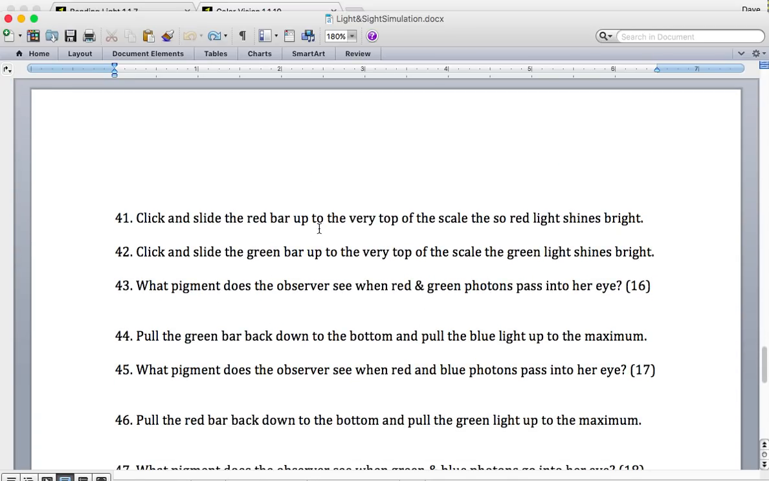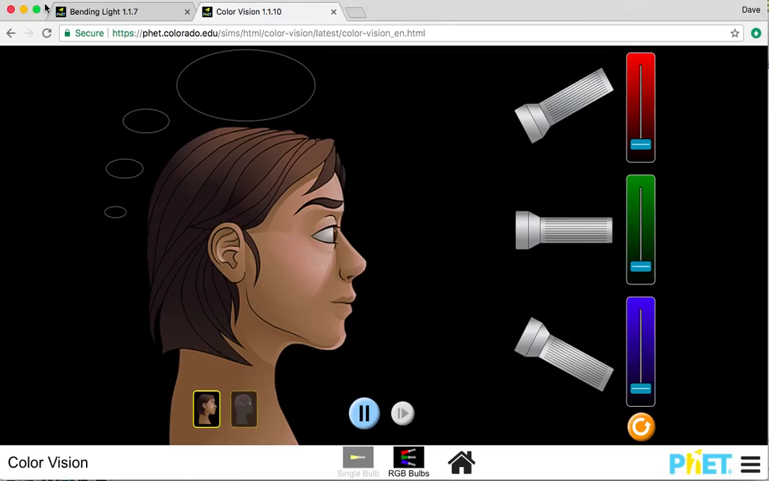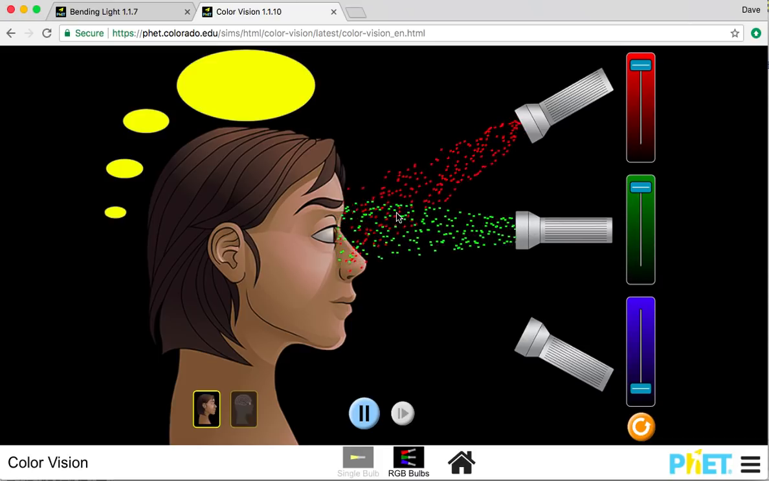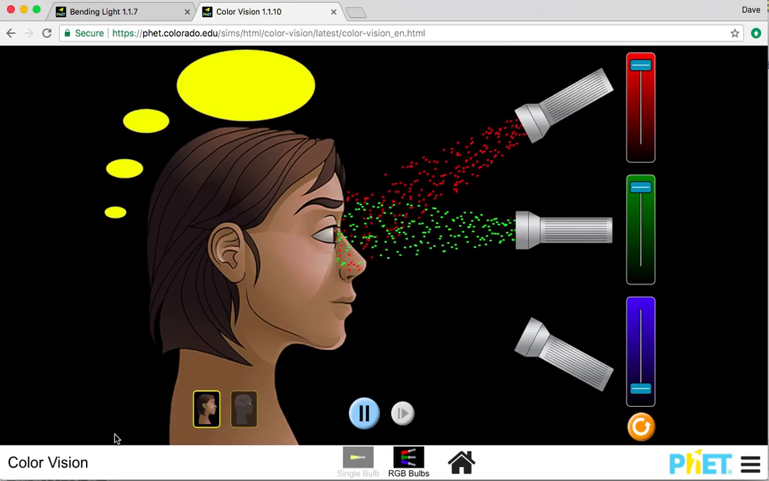Now we're going to click and slide the red bar up to the top so red light shines bright. Click and slide the green bar up to the top so the green light shines bright. What pigment does the observer see when red and green photons, these are light particles, pass into her, or I should have said their eye. It's not really obvious, I guess, with the long hair. I made an assumption, but I should not have. So, red and green right here. What do we get? Yellow.